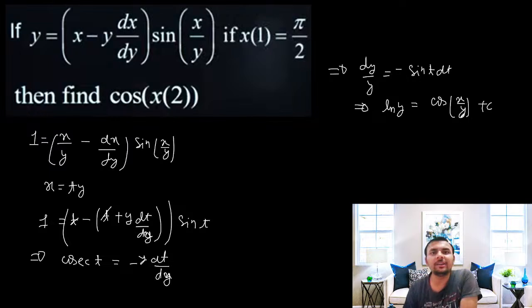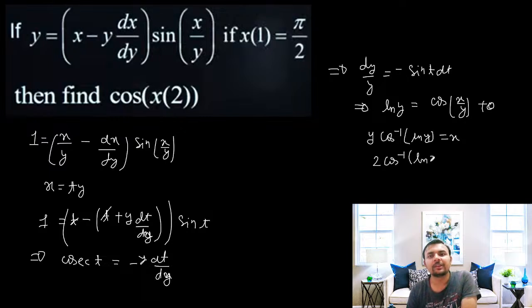Y equal to 1, x is pi by 2. So cos pi is 0, ln 1 is 0, so c is 0. So we can simply say that cos inverse of ln y into y is x. Now we'll put 2. So it is 2 into cos inverse ln 2 is equal to x2. So this is the answer, match in the option.